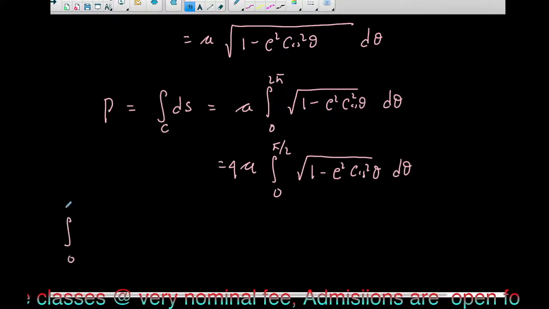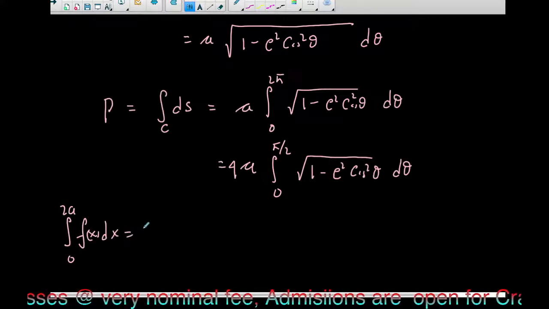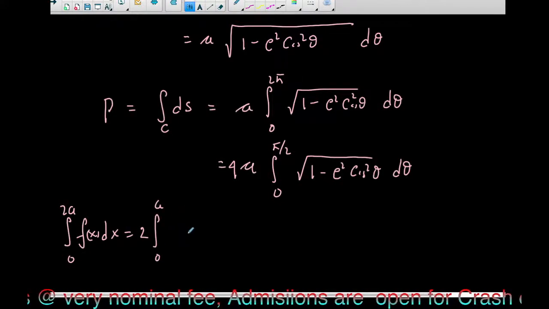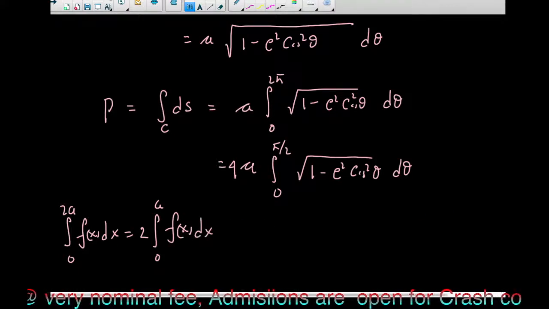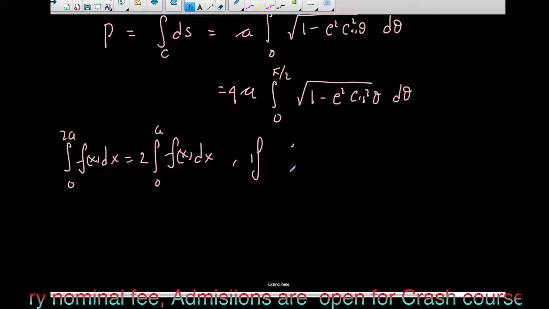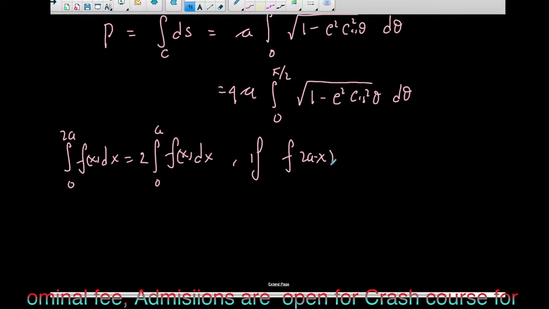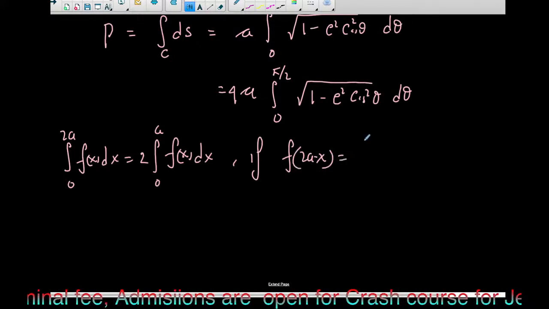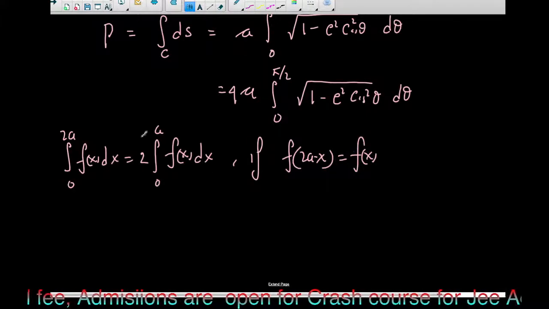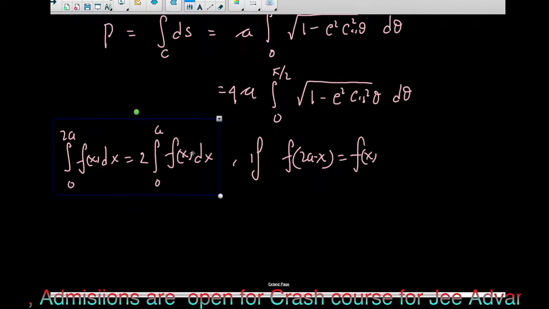The property is integral 0 to 2a of f(x) dx is equal to twice the integral 0 to a of f(x) dx. When does it occur? If f of 2a minus x equals f(x), right? And if f of 2a minus x equals minus f(x), then the result will be 0, isn't it? So that is also a property of definite integration.